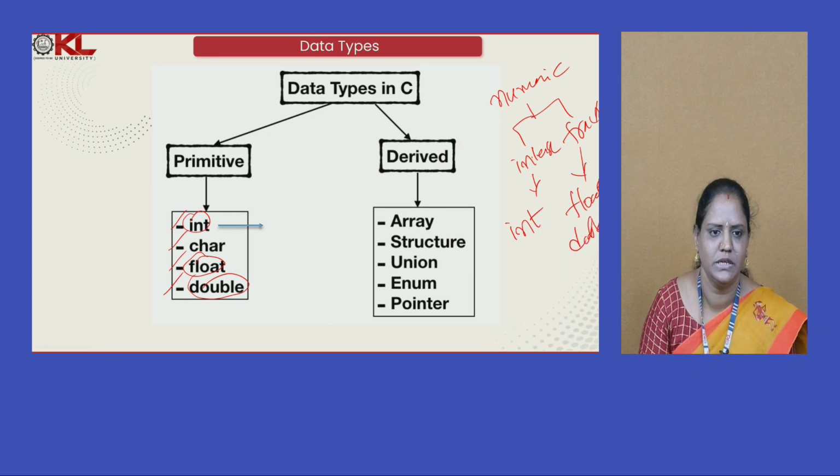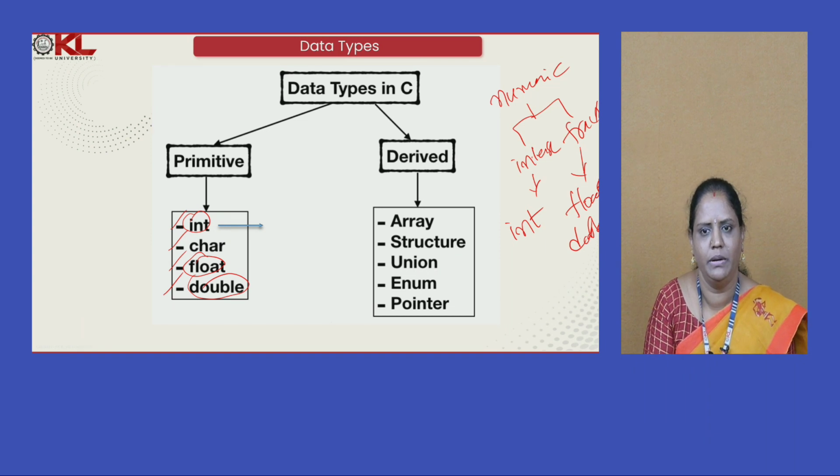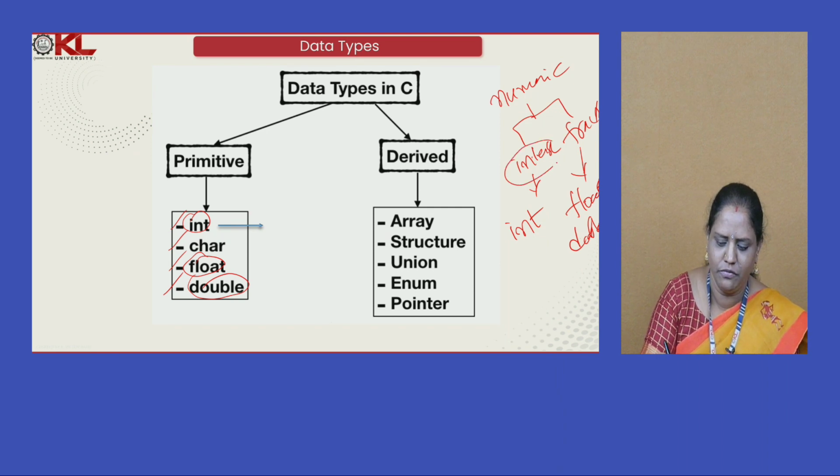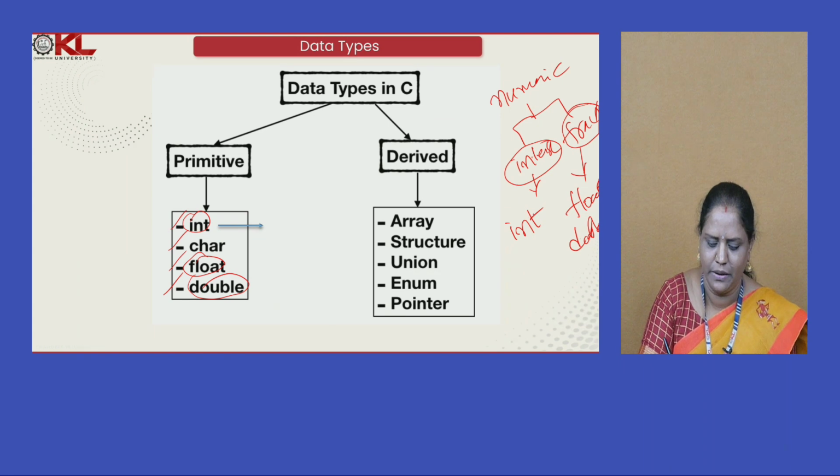So find the difference among these 3 types. Int, float, double are used to store numeric type of values, and in numeric type again we have integer and fractional type. In order to store integer type we go with the int data type, and to store fractional type of value we go with float and double.